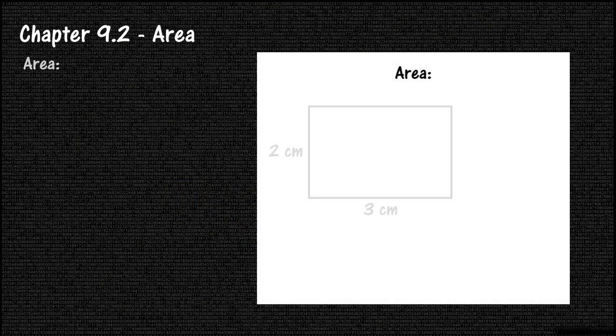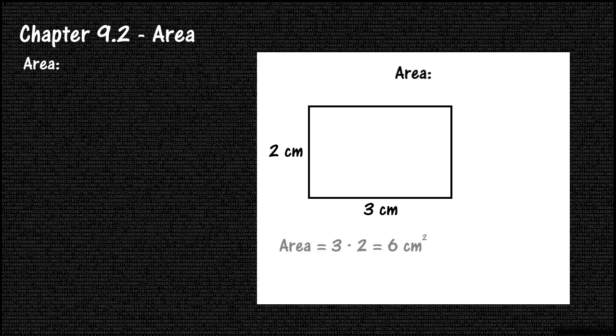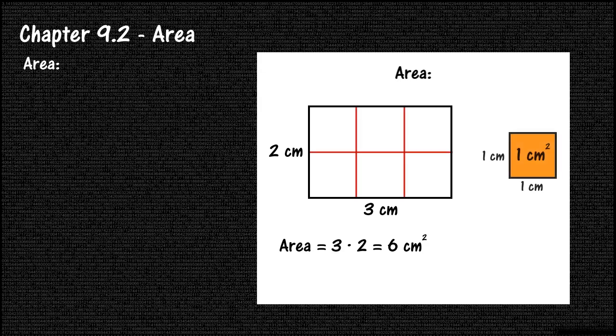Let us start with this rectangle. Area is about how much space is covered. Because the rectangle is 3 centimeters wide and 2 centimeters high, the area of the rectangle is 3 times 2, which is equal to 6 squared centimeters. That means that you could fit 6 of these squares into the rectangle.